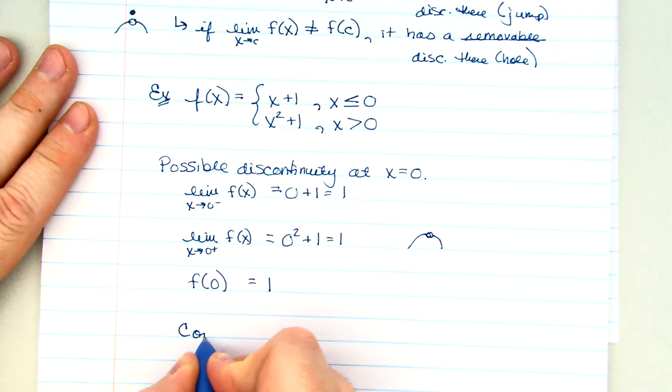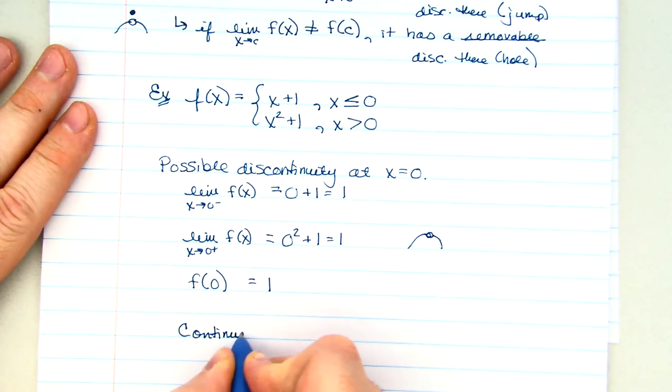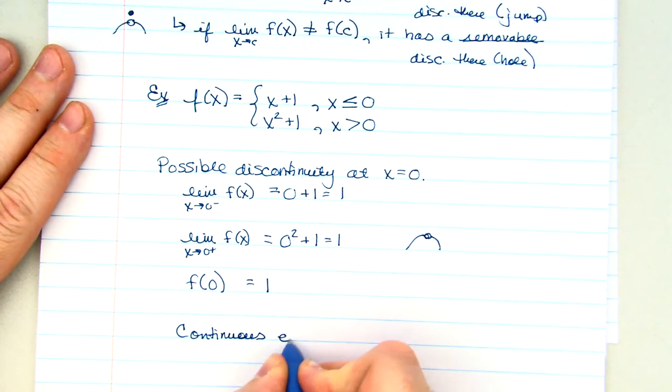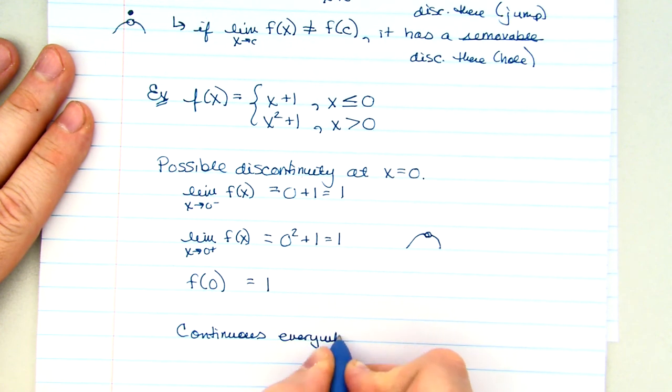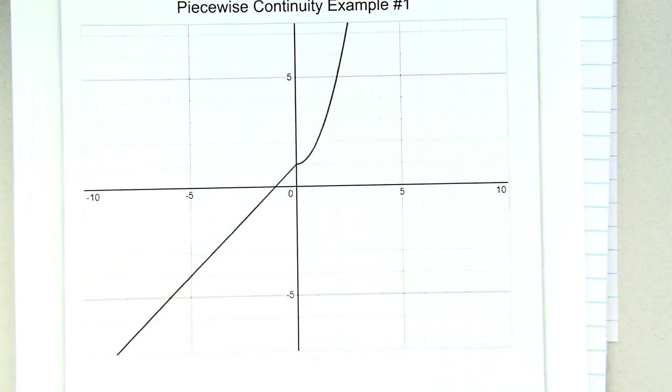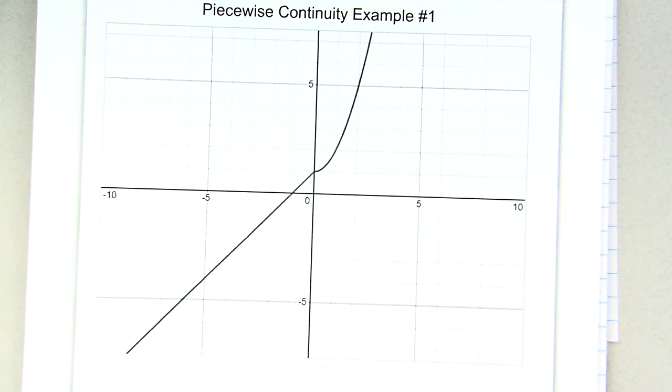We're continuous everywhere. There was only one place I could have had an issue, x equals 0, and I just proved, no, we're totally good. Continuous everywhere. There you go. That's what we're looking at. It's a piecewise function, but it's continuous. You can trace the whole thing out without picking up your pencil.